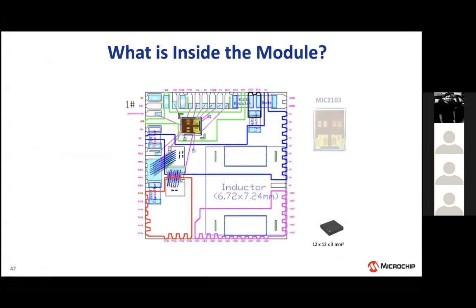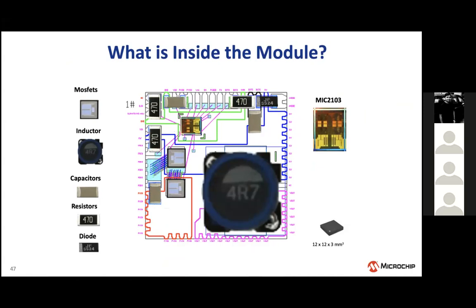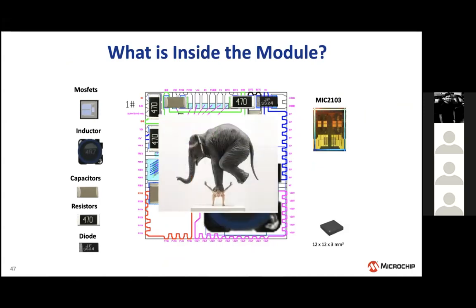What is inside a module? It has the controllers, MOSFETs, the inductors, the resistors, capacitors, and also the diodes, right? Everything is put together inside the same chip, and we call this a module. This also largely helps us to have high power density, right? A single chip can do all the job, and it also delivers a lot of power as well.